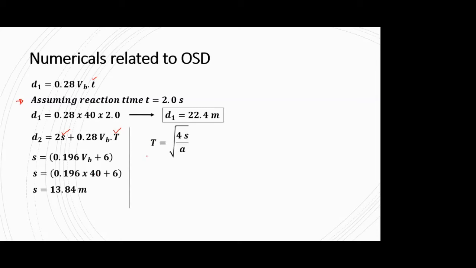Now the second component in this formula that we require is the capital T, that is the overtaking time, and that's equal to under root 4s upon A. Now we know the value of S, small s, that we have calculated, 13.84. We know the value of A, which is given. So just substituting the values, the T value comes out to be 7.47 seconds.